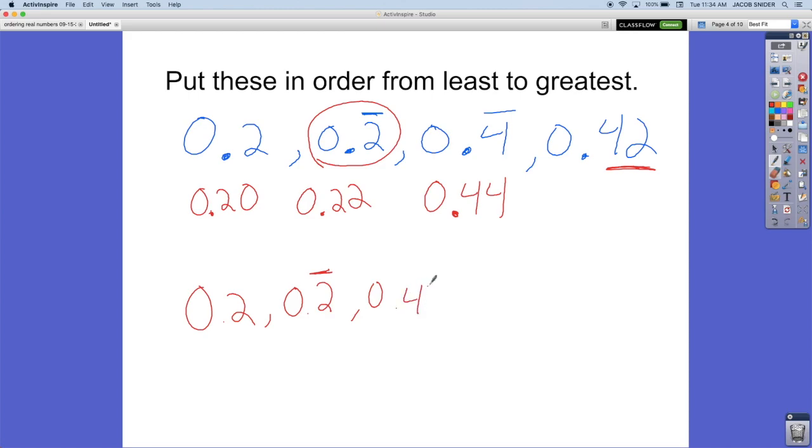42. And then I'm left with 0.4 repeating. So see how those compare, guys? If it's repeating, it's a little bit bigger than just the normal decimal. Okay? All right, last thing for today.